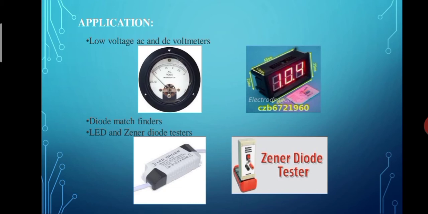In LED and Zener diode testers, in LED test finders, it will help to glow the LED with a constant brightness without increasing or decreasing the current. Maintaining a constant brightness throughout the circuit, it is used in LED testers and Zener diode testers also, maintaining the correct current of the Zener diode.